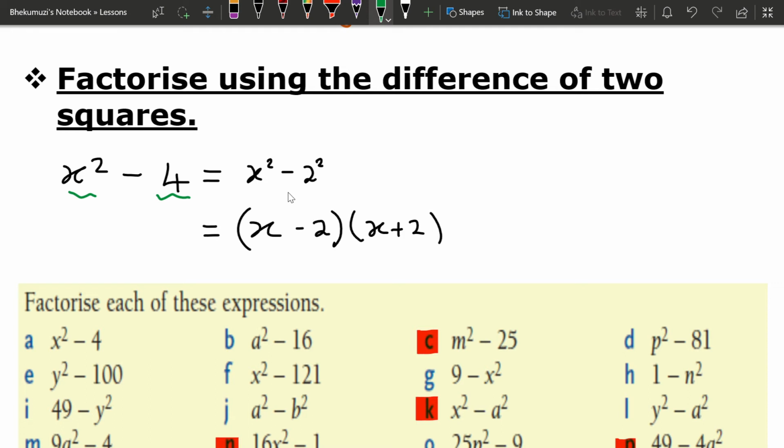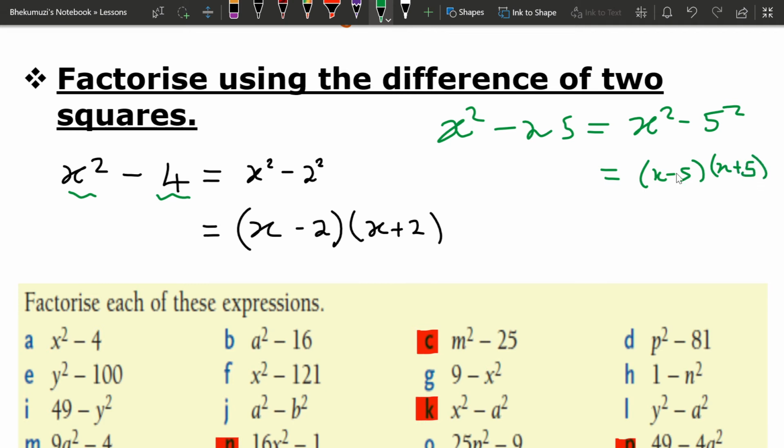And if it's a difference of two squares, then the factorization that we apply is that we will have x minus 2 and x plus 2. And so that is basically how we do it. It will always give you x minus something and x plus something. So if it was x squared minus 9, it would be x minus 3, x plus 3. If it was x squared minus 25, remember 25 is actually 5 to the power 2, and since it's 5 to the power 2, then the factorization is x minus 5, x plus 5.